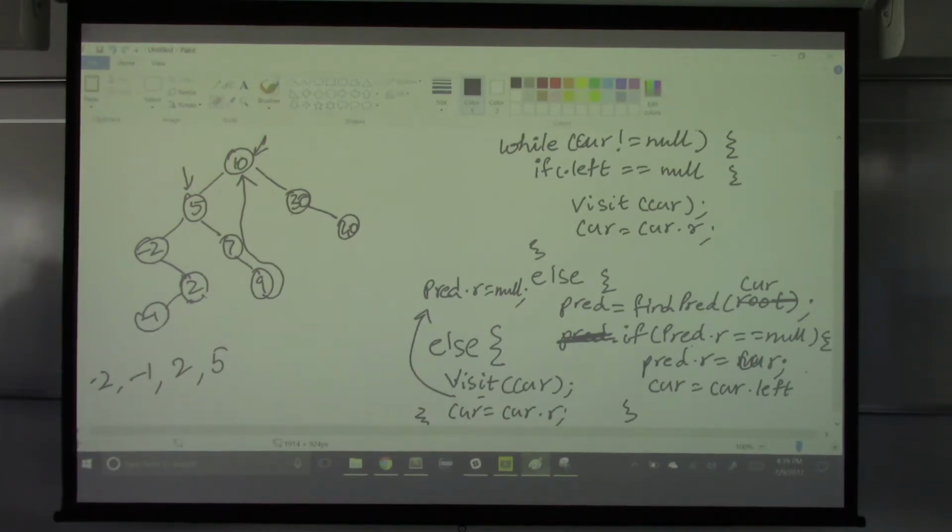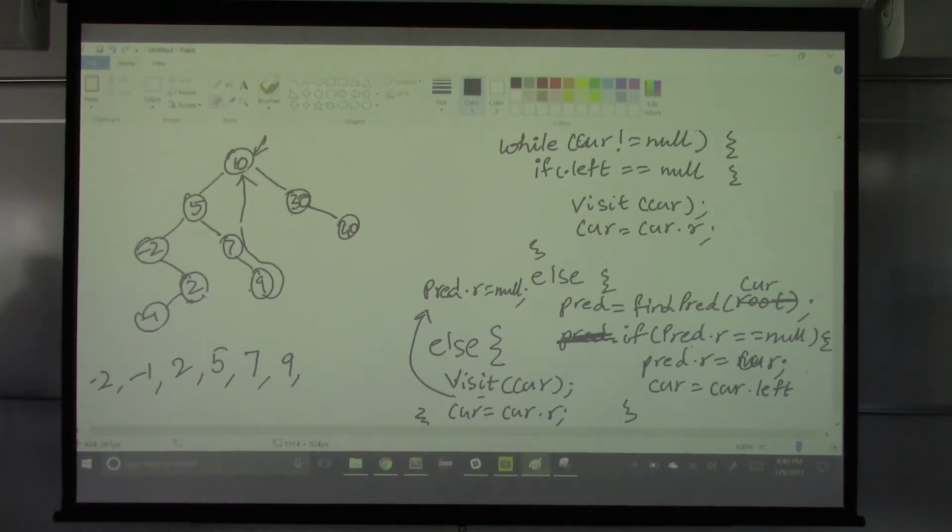And I make cur equals cur.right. That means 7. Is 7's left null? Yes. So I visit 7 and I make cur equals cur.right. Is 9's left null? Yes. So I just visit 9 and I make cur equals cur.right, which is 10. So is 10's left null?